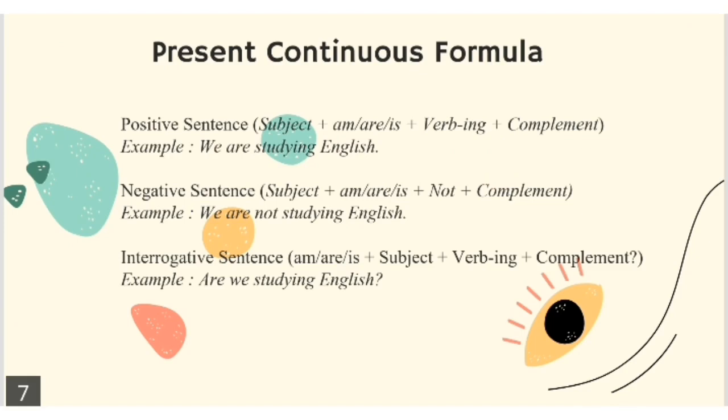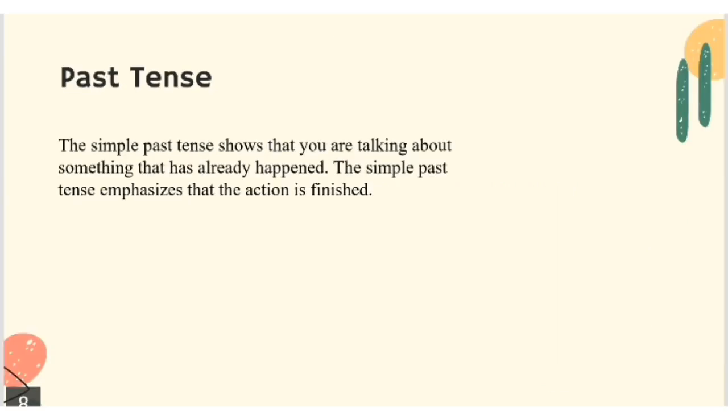For positive sentence, there is subject plus is plus verb ing plus complement. For example, we are studying English. And for the negative sentence, there is subject plus is plus not plus complement. For example, we are not studying English. For interrogative sentence, we use is plus subject plus verb ing plus complement plus question mark. For example, are we studying English?